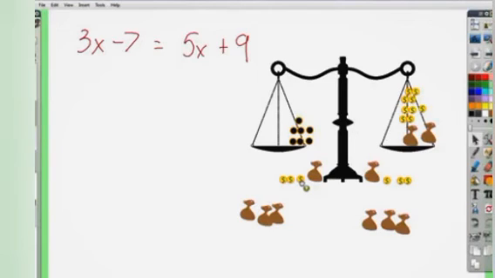So now, we only have bags on one side of the scale, and all we have to do now is get 1 bag by itself. And it's a lot like any other equation you see. How do we go about getting those bags by themselves? Drew? You take away 7 dark coins. Am I worried about these? I'm worried about getting these bags by themselves. Okay, well then you take away all of those coins.